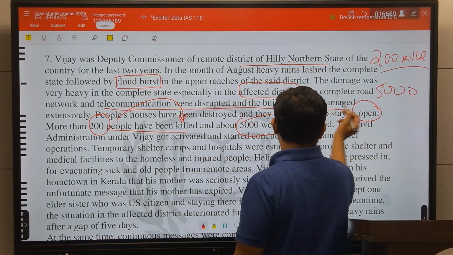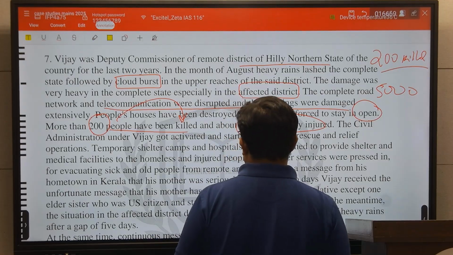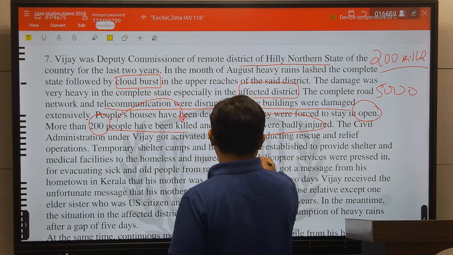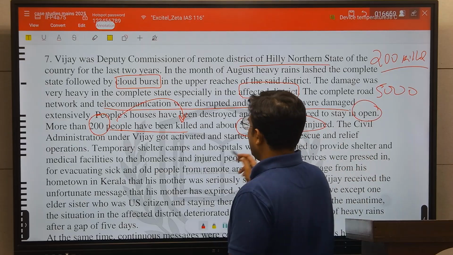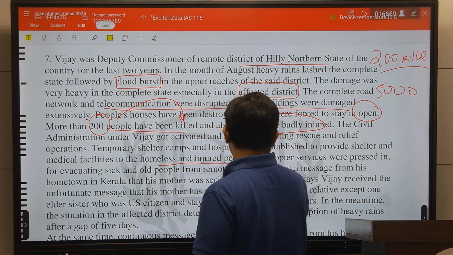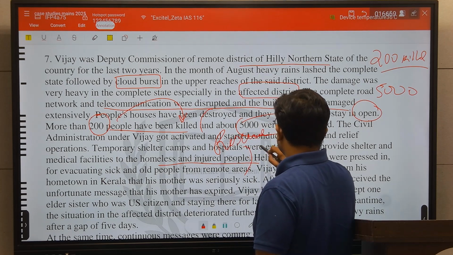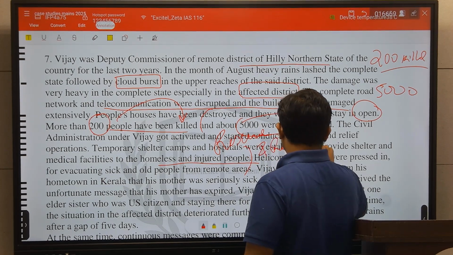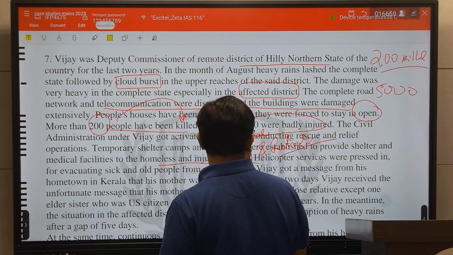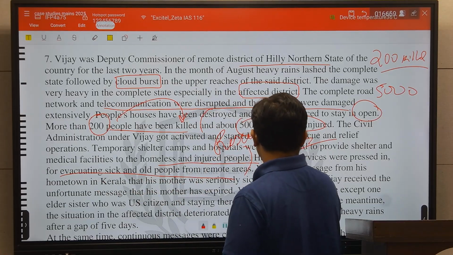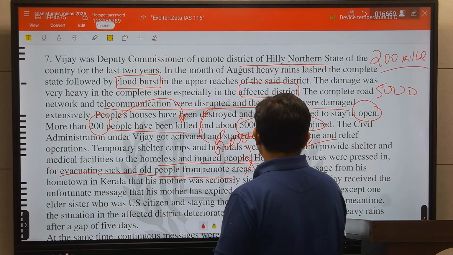Badly injured, it says. The civil administration got activated and started conducting rescue, relief, and temporary shelter camps, etc. have been established, and medical facilities for the homeless and injured people. Okay, they have started the rescue operation, rescue and rehab. Okay, good, timely rescue and rehab. Helicopter service was used for evacuating old people and remote areas. Okay, so this is the response.